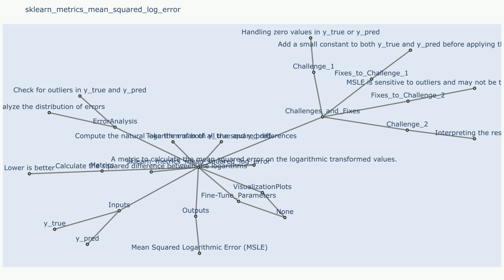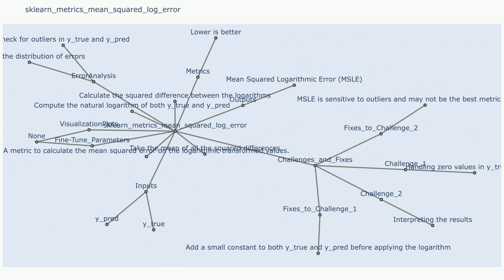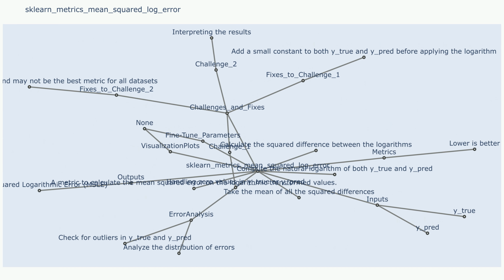Uncertainty methods. Uncertainty method 1: explain in detail confidence intervals can be used to quantify the uncertainty in the predicted values. Uncertainty method 2: explain in detail bootstrapping techniques can be used to estimate the variability of the MSLE.